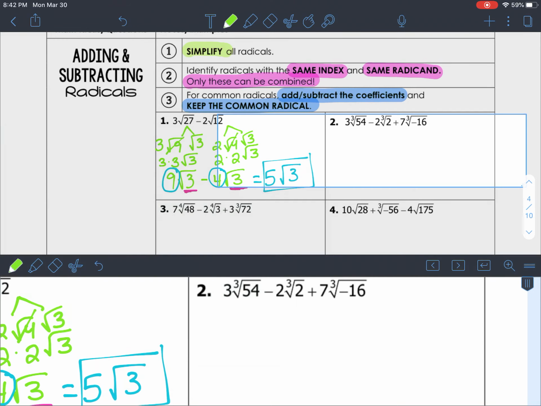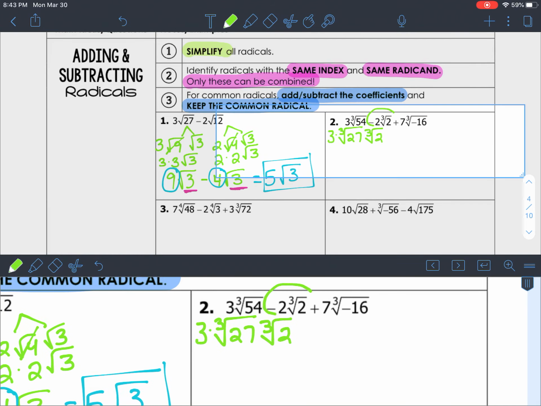This first one can be broken down into 3 times the cubic root of 27 times the cubic root of 2. And then this middle term is going to stay the same. We can't break that down any further. But the last one is going to break into 7 times the cubic root of negative 8 times the cubic root of 2.